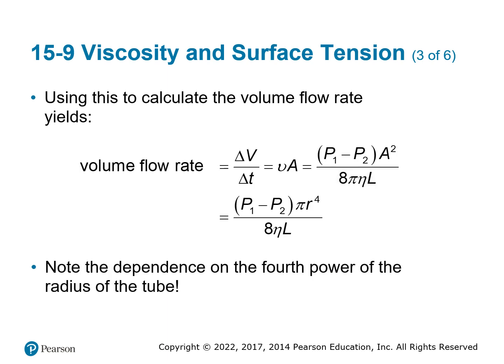You can use this to help you calculate the volume flow rate with viscosity. So change in volume over change in time is equal to the velocity of the fluid times the cross-sectional area. Rearranging a bit from the equation we had on the last slide, you get this equation to calculate the volume flow rate.